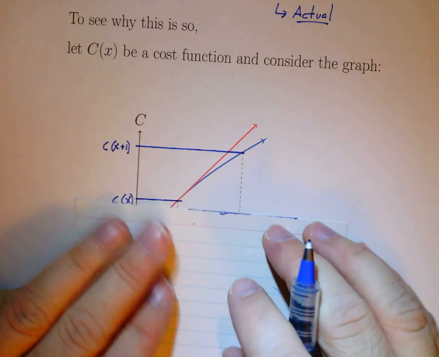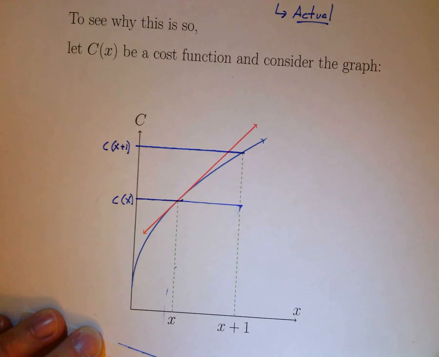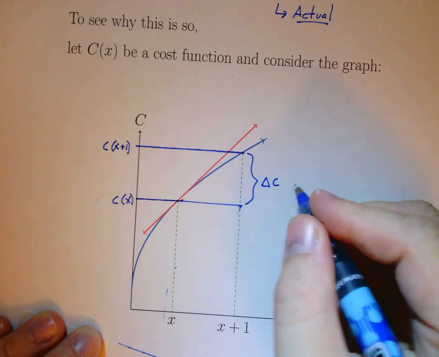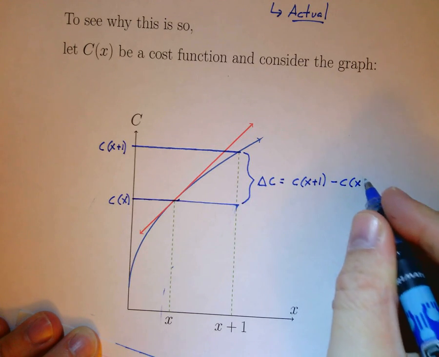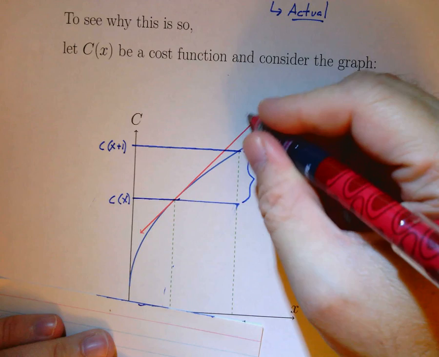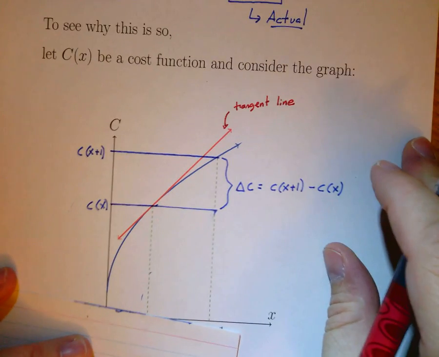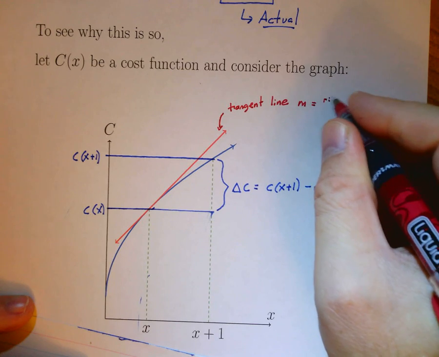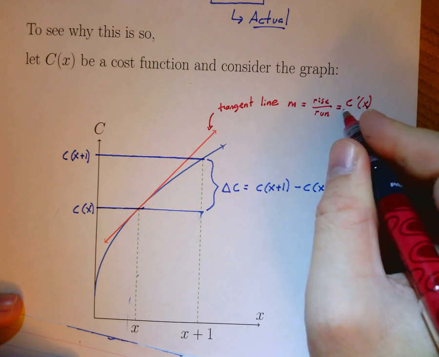Now you can see this is the real actual change from here to here. This little amount here, this change, is going to be your delta C. That's this distance, which is C of x plus 1 minus C of x. And again, that is what you need a calculator for. However, this tangent line is easier to calculate. Here the slope is just the change in y over run, rise over run, which in this case is going to be the derivative with 1 unit of change.